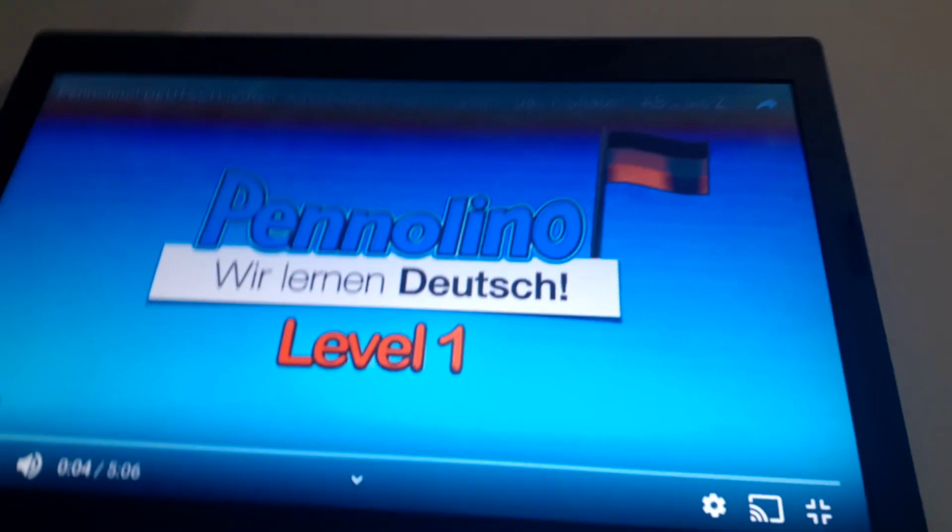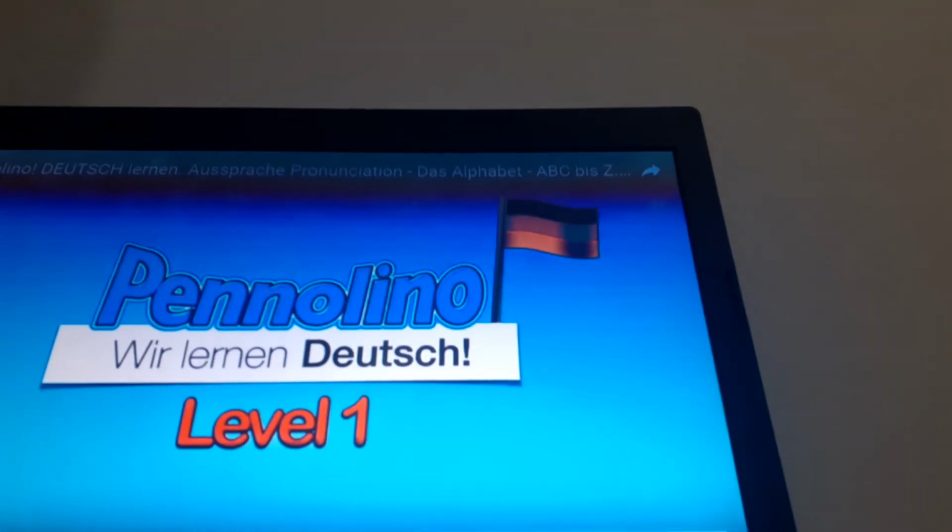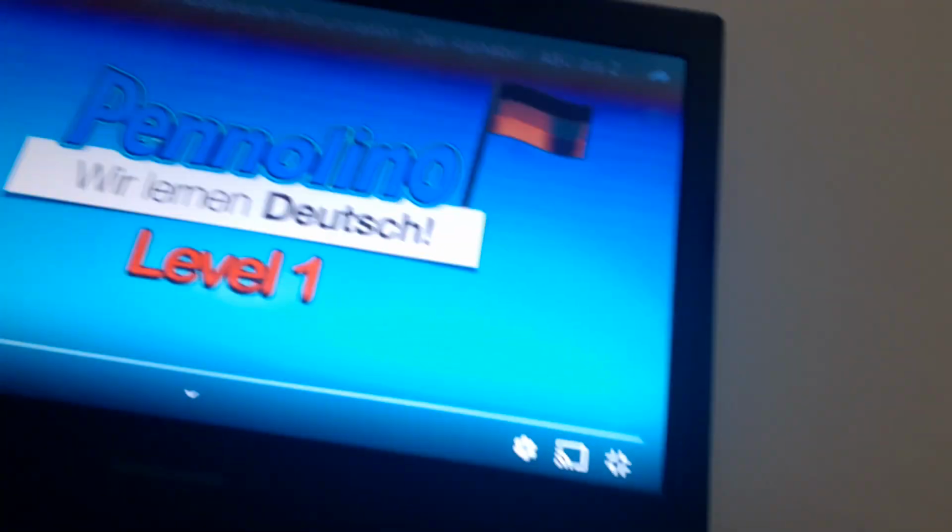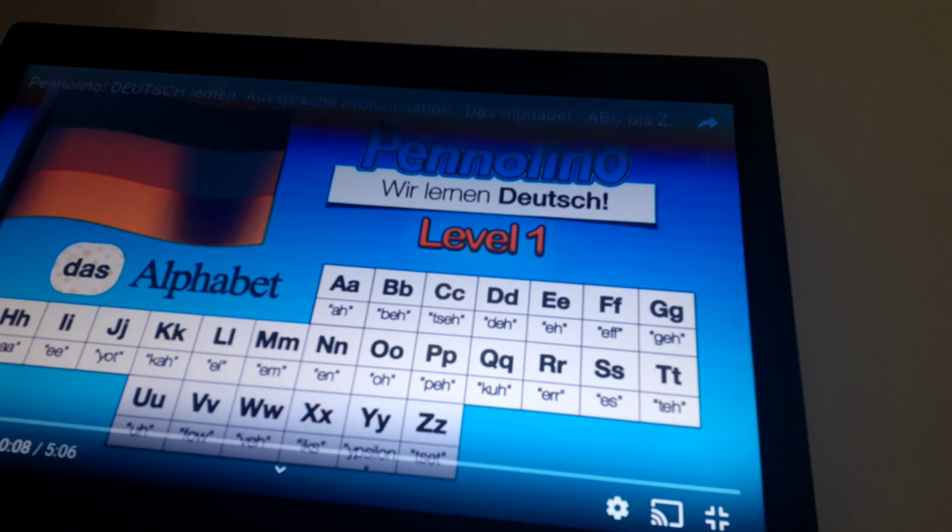Today we are doing the alphabet in German language, how to say ABCD in German. German in German is known as Deutsch. So let's begin with the alphabets. Wir lernen Deutsch. Wir lernen Deutsch means das Alphabet.